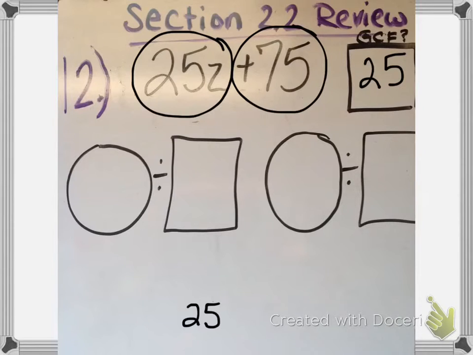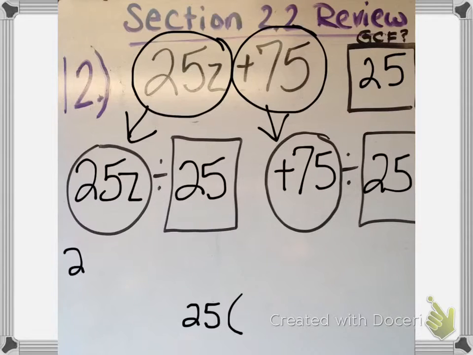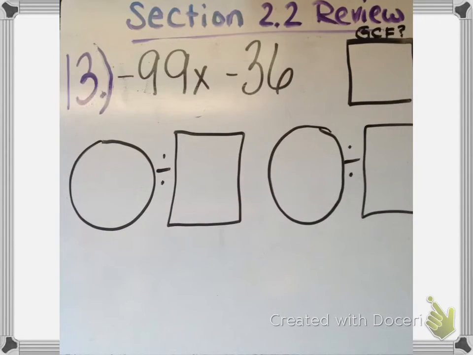So 25 will be on the outside of the parentheses in our answer, and it'll also be what we divide each term by. We'll bring the terms down, so we have the 25z and the positive 75. 25z divided by 25, the 25s cancel out and all we have left is the z. Then 75 divided by 25 is a positive 3. The answer is 25 times the quantity of z plus 3.